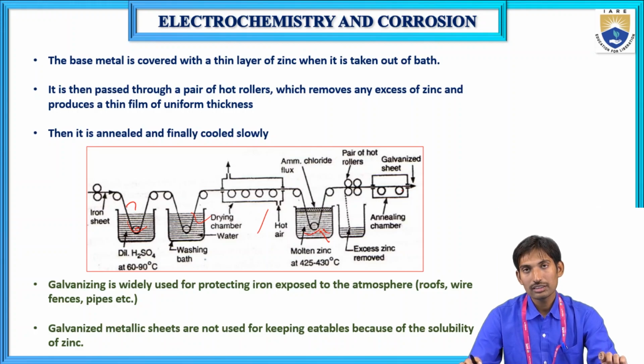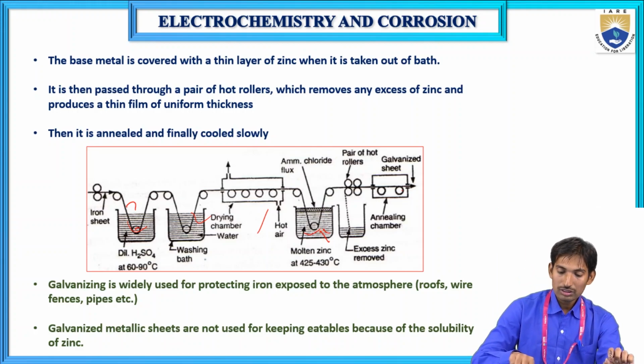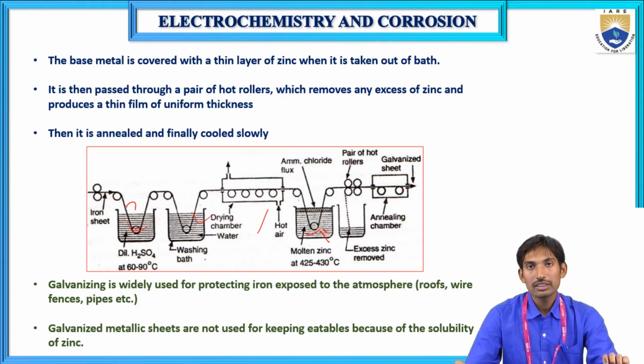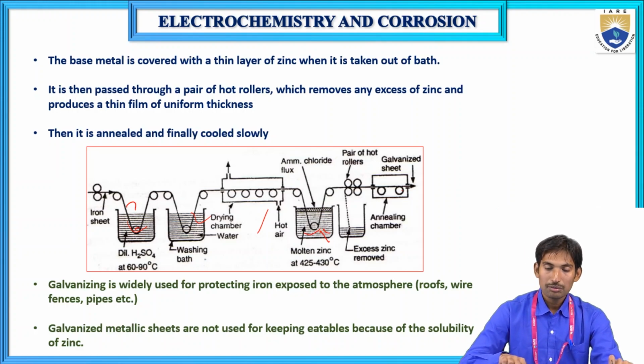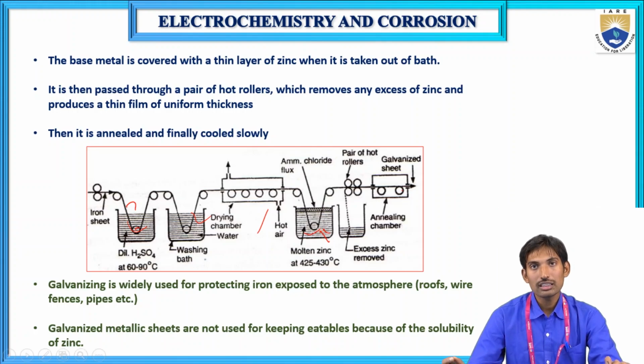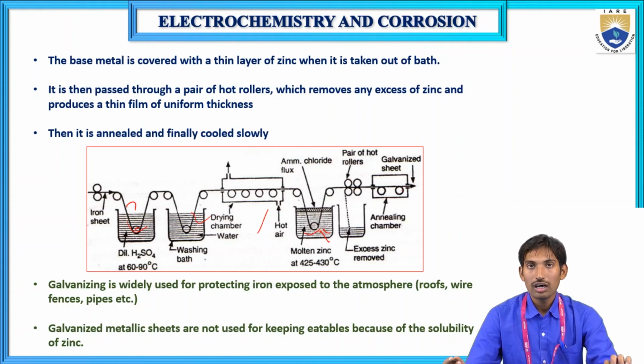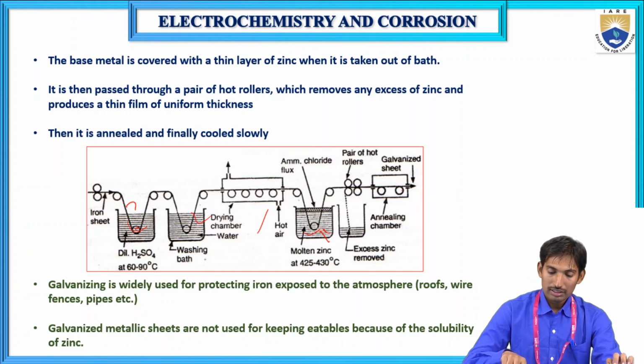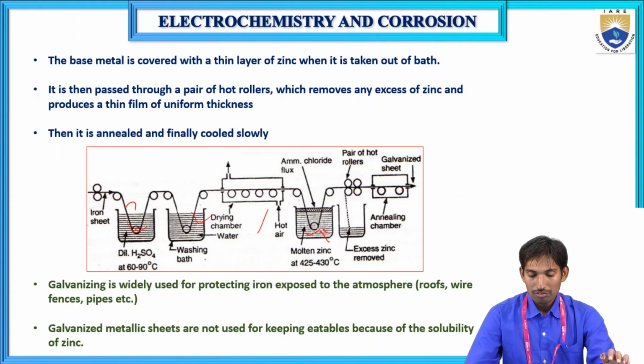430 degrees centigrade. In that, we have to use ammonium chloride flux on the molten zinc. What is the purpose of ammonium chloride flux? Ammonium chloride flux prevents the zinc oxidation. Means zinc will not undergo oxidation in the presence of ammonium chloride flux. So that is the purpose of ammonium chloride flux.